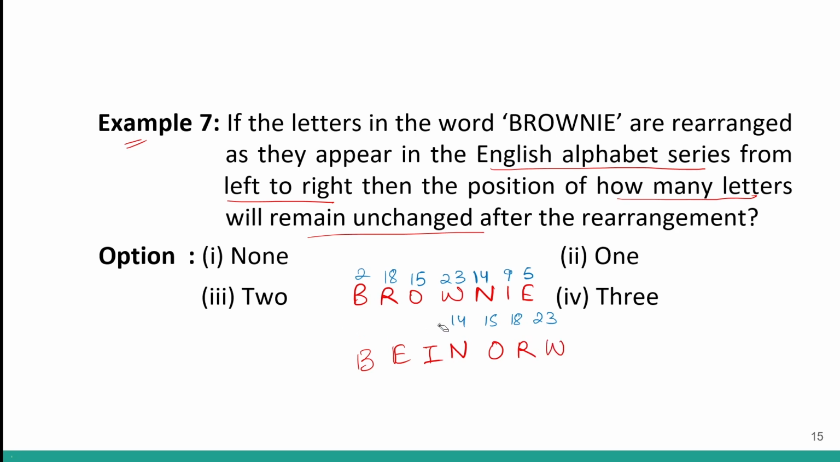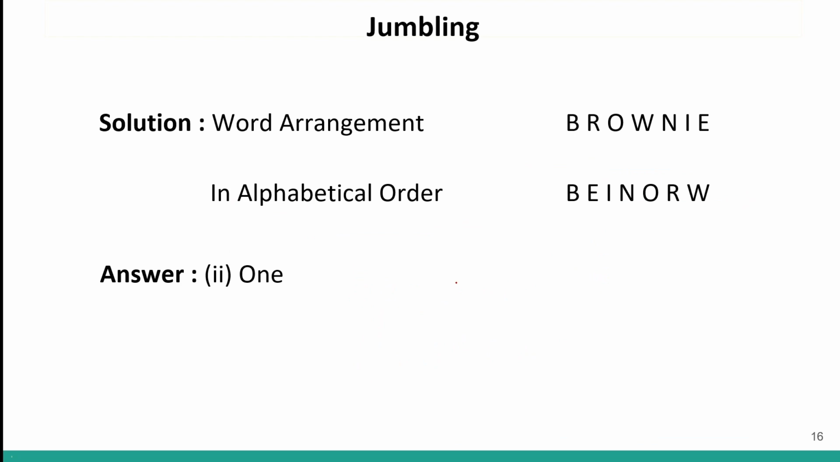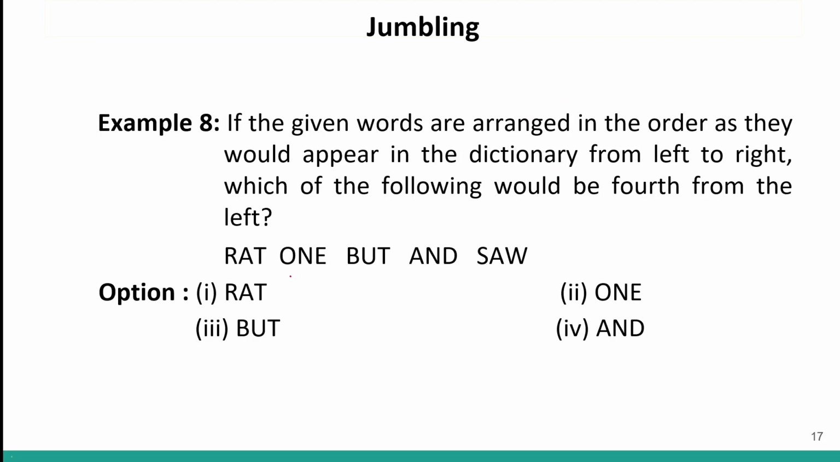And we have to find out the position of how many letters are not changed. So if you look at this, I can see that the position of B has not changed and the rest of it has changed. So only for B, that is option number 2, 1, it has remained unchanged. So the answer will be option number 2, which is 1.